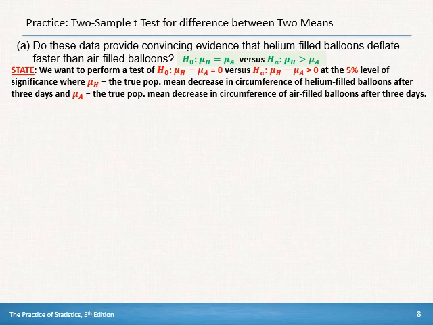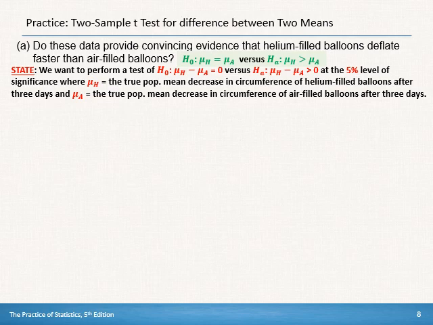We also want to talk about the 5% level of significance, the alpha level. And then we want to say what mu sub h and mu sub a are in context. So mu sub h is the true population mean decrease in circumference of helium-filled balloons, and mu sub a is the true or population mean decrease in circumference for air-filled balloons.